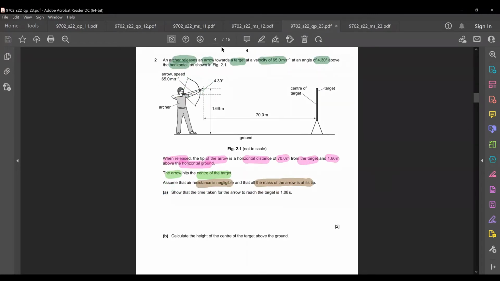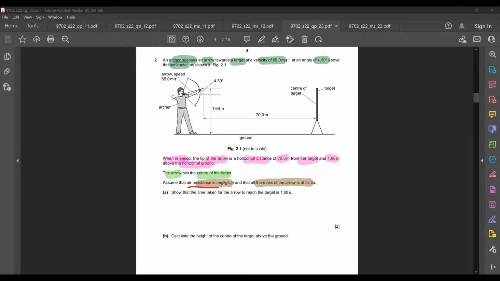There are a few terms that are significant here. When they tell you air resistance is negligible, this means only weight is acting. Only weight is acting on the arrow, therefore the acceleration is equal to g. Okay, and then here they tell you all the mass of the arrow is at the tip. The tip of the arrow is where your weight is at. Okay, so now they're asking you this particular thing in part A.